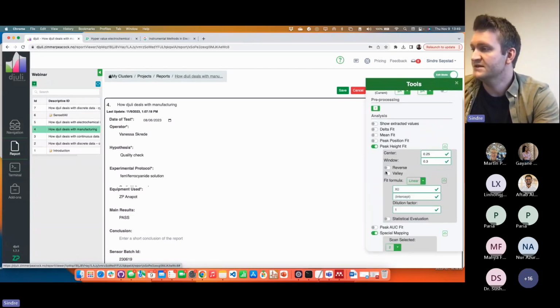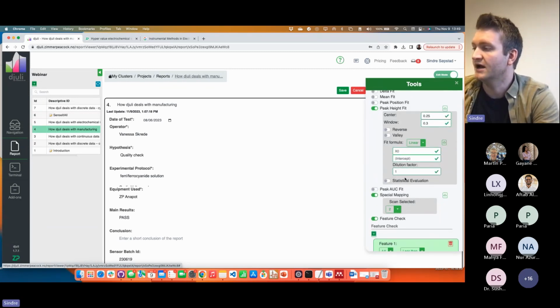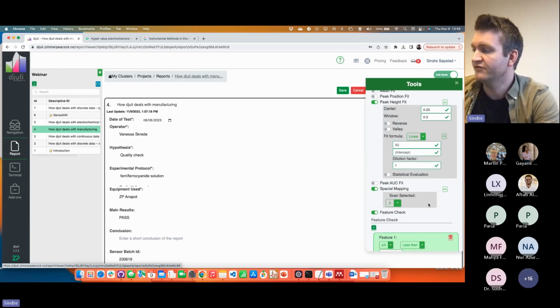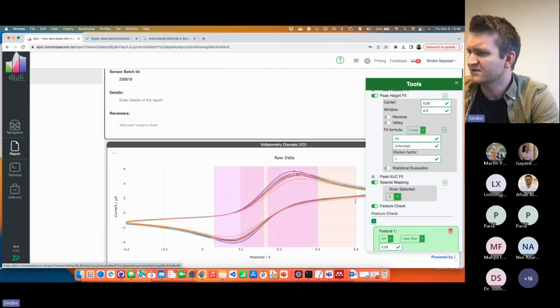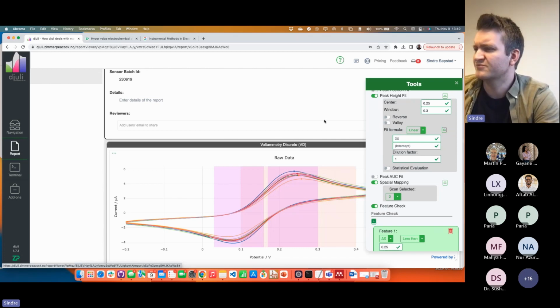So we did this before. We selected a region from which to extract the peak height. Now what's new here, I've added something called spatial mapping. This is where we map this parameter into those space coordinates that we were discussing. I've also applied a feature check. These are specific features which are marked by the purple regions where I extract certain parameters.